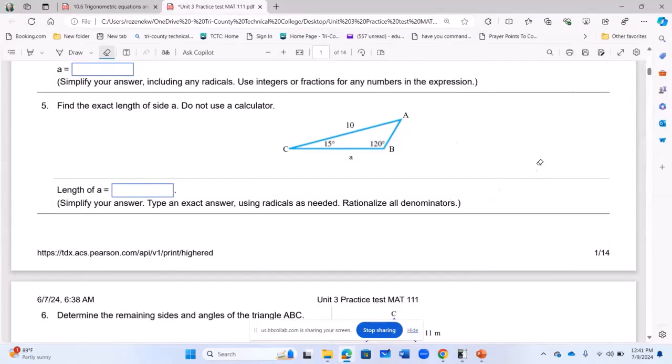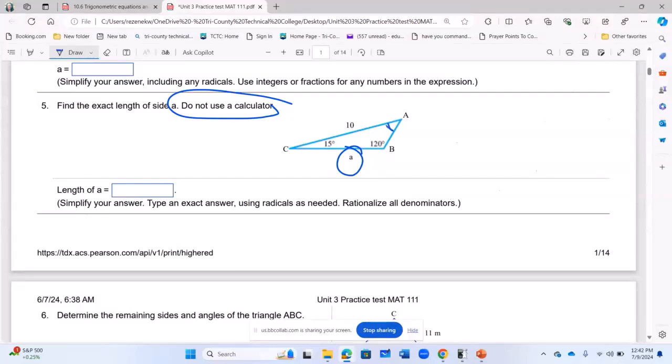In number 5, it says find the exact length. Find the exact length of side a. So this side a, they want me to find the exact length. Meanwhile, they told me not to use a calculator again. In other words, I should remember my special right triangles and unit circles. Another way of telling me I need to remember my special right triangles and unit circle.